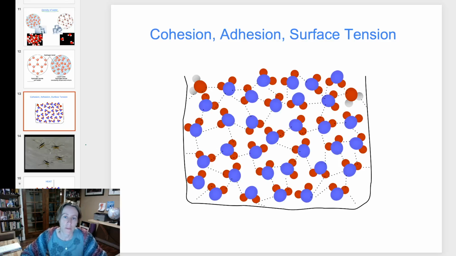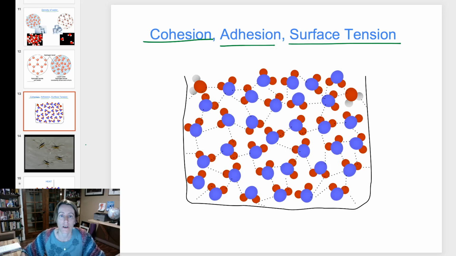A couple of other things that water can do due to its hydrogen bonding ability are these terms up here. Water exhibits high degrees of cohesion, adhesion, and surface tension. So this diagram here is trying to show a little bit of all those things.